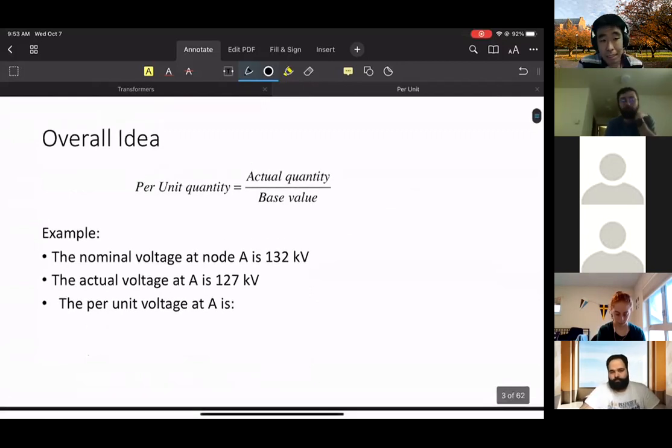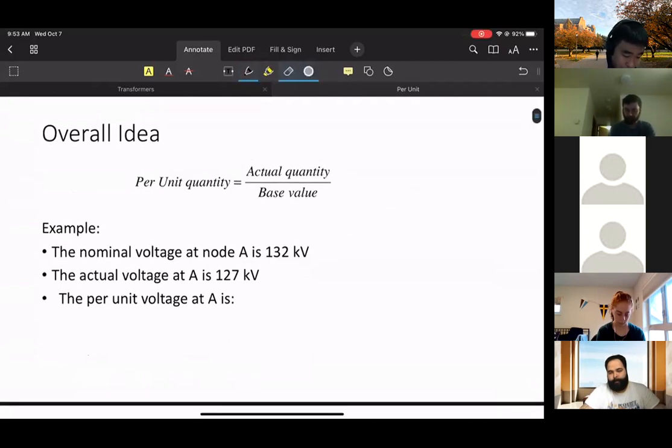And the idea of this normalization scheme is pretty simple, right? It's what you would think it is. I have some actual quantity, the actual number, my measured number. I want to divide it over a base value to get a per unit quantity that's unitless and easy to talk about. So for example, my nominal voltage at a node can be 132 kV. Sorry, this is my nominal voltage. So you can think of this as a base value. If things are not operating nominally, this is the value of the voltage.